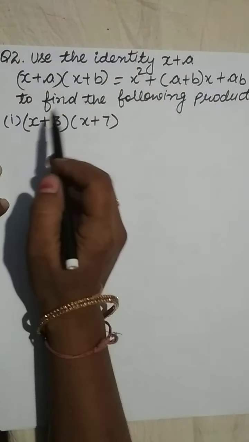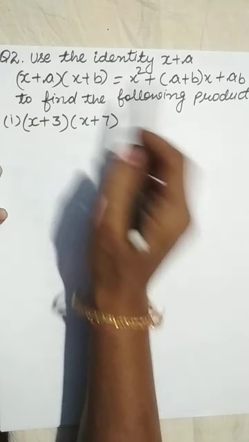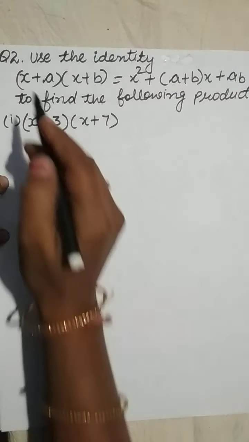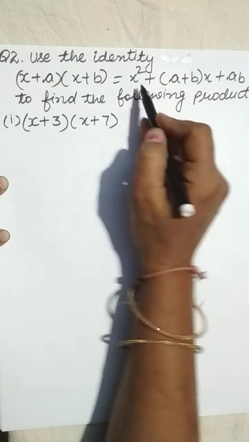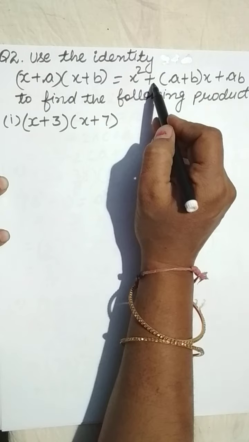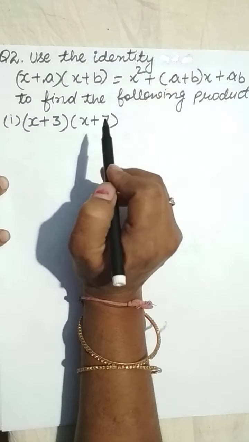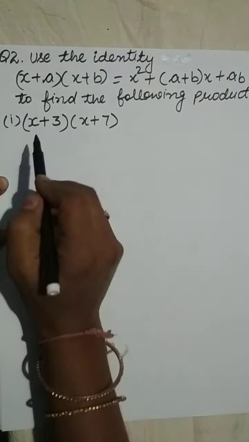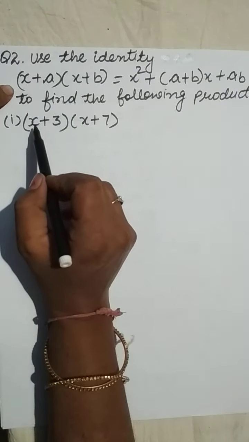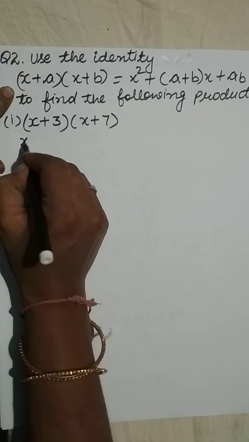Question number 2. Use the identity (x plus a) into (x plus b) is equal to x square plus (a plus b) into x plus ab to find the following product. Now the first part is (x plus 3) into (x plus 7). If we compare the given question with the given identity, I'll just write down the identity here.